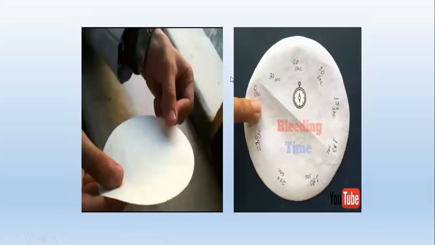This is the filter paper. This is how we can calculate: at 0 seconds we touch here, 30 seconds we touch here, 60, 90, 120 seconds, 150, 180, 210, 240 seconds. And where the blood is not shown, that will be the bleeding time.